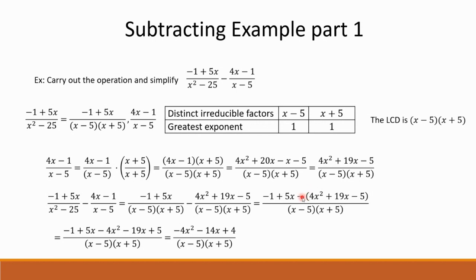And once you distribute that minus sign, we get this. As you can see, we have minus 4x squared minus 19x plus 5. Why is it plus? Minus minus becomes plus. So we have all this. We have minus 1 plus 5x minus 4x squared minus 19x plus 5, as we can see.